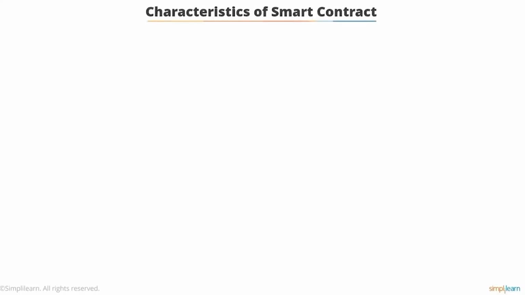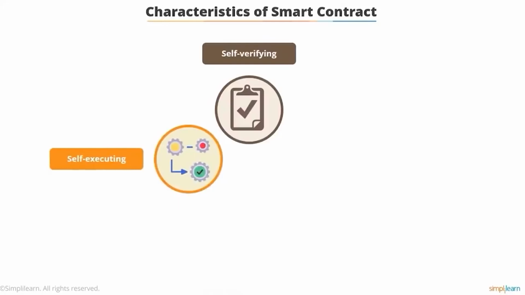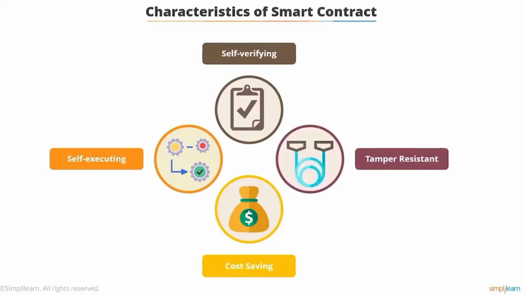Characteristics of smart contracts. Smart contracts are self-verifying and self-executing. They operate autonomously to execute the terms of the contract and verify the transactions without the need for third-party intervention. The elimination of third parties reduces the cost of operations and further makes the contracts tamper-resistant.